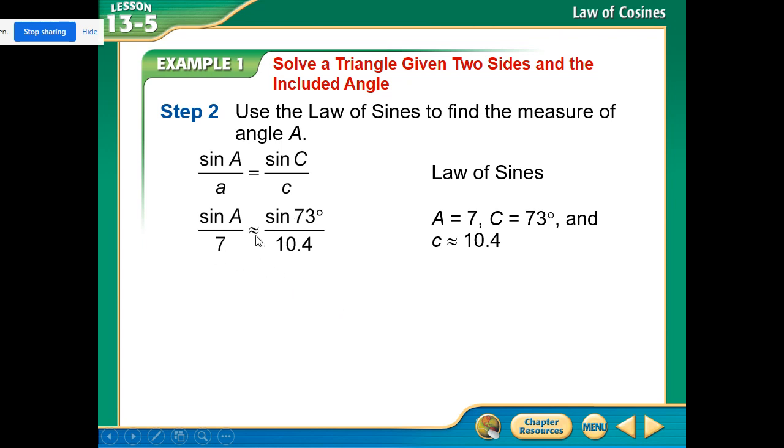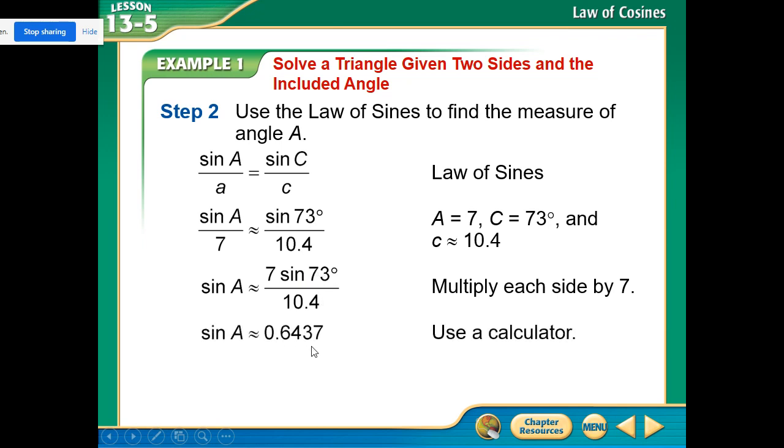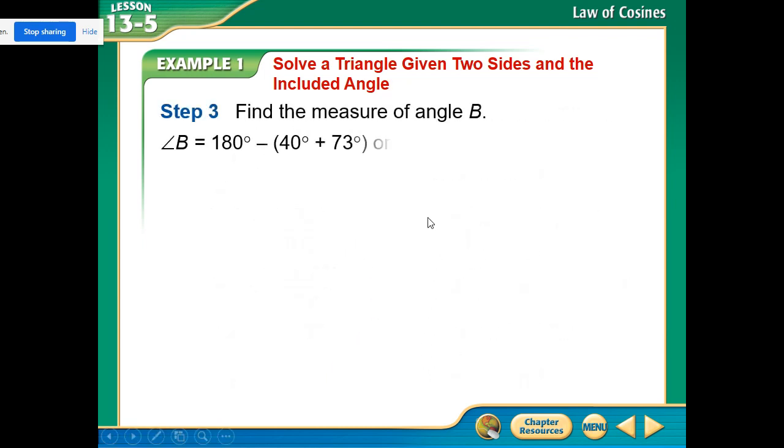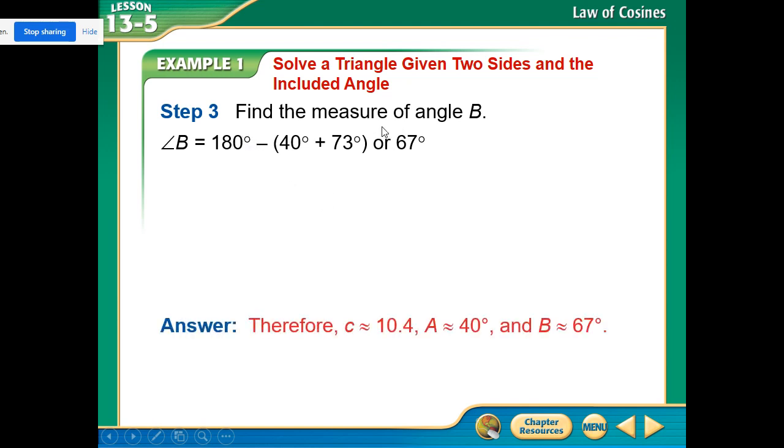Then we just cross multiply. So sine of A equals 7 times the sine of 73 divided by 10.4. We get a decimal, and then we hit second sine as normal. And so A equals 40 degrees. Once we have 40 degrees and that original 73 degrees, the last angle is really easy: just subtract from 180, and we get 67. So there are the two angles and the other side that we needed.